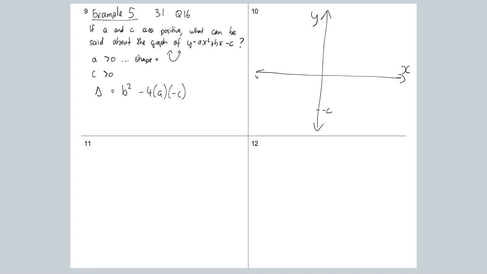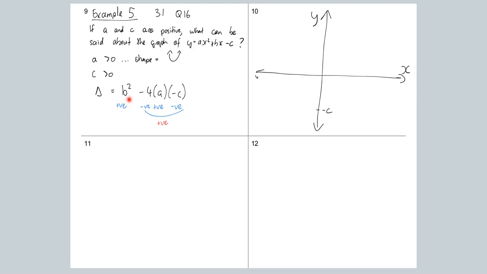Okay, so b squared is always positive. I'm going to put a little symbol like that there, positive. A is positive because we're told it's positive. Negative C is negative, and I know that because I'm told that C is positive. So negative positive is negative. Now have a look at these three things here. I should just write it down as well, that negative 4 is negative as well. So if I look at this, I've got a negative times a positive times a negative. Now we know that two negatives when multiplied together give me a positive. So this whole thing is going to be positive.